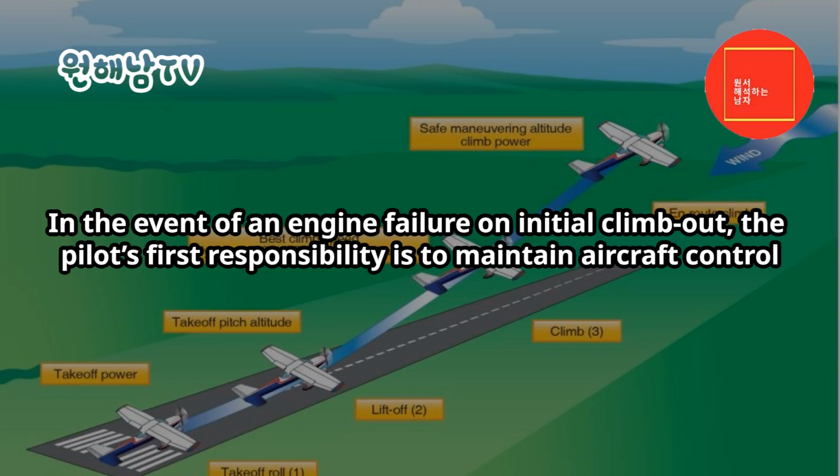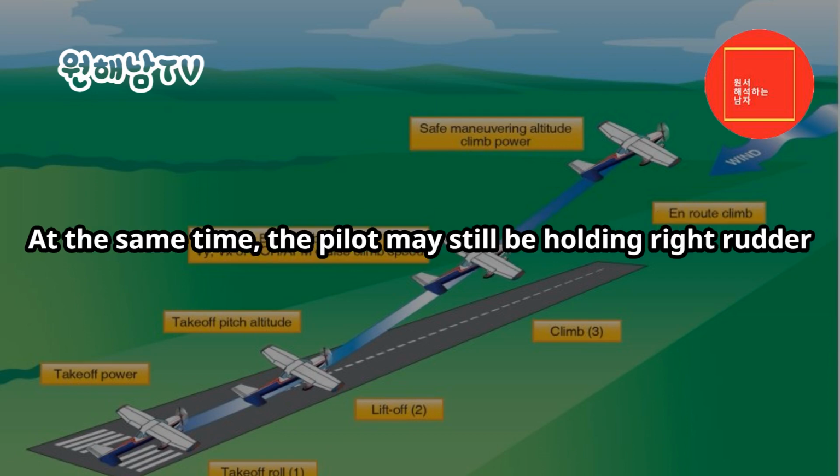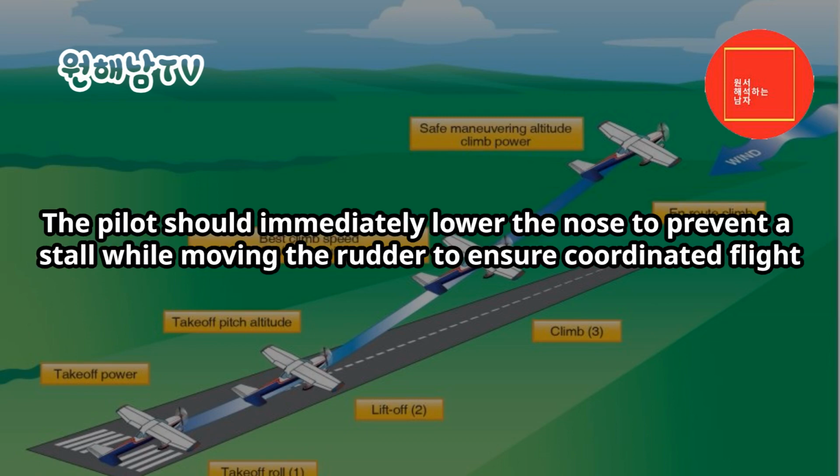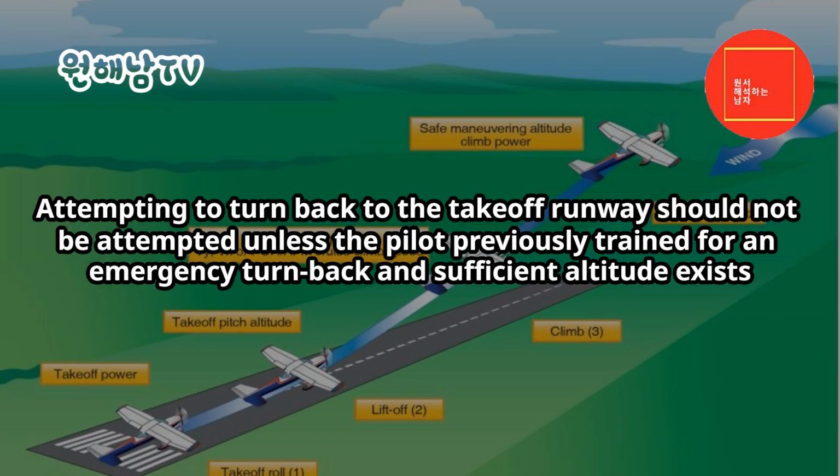In the event of an engine failure on initial climb out, the pilot's first responsibility is to maintain aircraft control. At a climb pitch attitude without power, the airplane is at or near a stalling AOA. At the same time, the pilot may still be holding right rudder. The pilot should immediately lower the nose to prevent a stall while moving the rudder to ensure coordinated flight. The pilot should establish a controlled glide toward a plausible landing area, preferably straight ahead. Attempting to turn back to the takeoff runway should not be attempted unless the pilot, previously trained for an emergency turnback, has sufficient altitude.